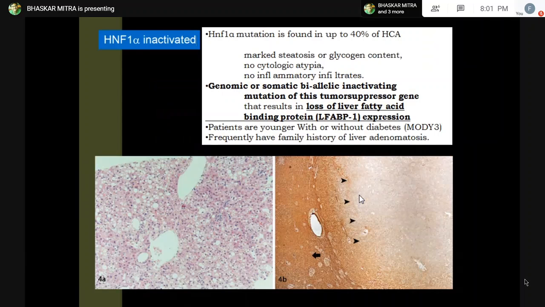Now, coming to the individual types, this is the HNF1 alpha inactivated type. This hepatocellular adenoma proliferation shows marked steatotic changes and increased glycogen content. The cells show no cytological atypia, and minimal to no inflammatory infiltrate. There is genomic inactivation and loss of liver fatty acid binding protein. This is the adenoma part showing loss, usually seen in younger patients and may be associated with diabetes.